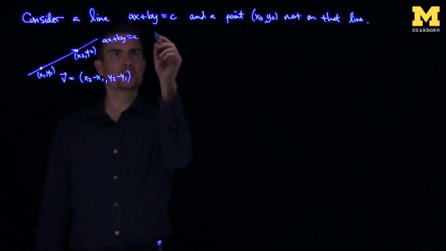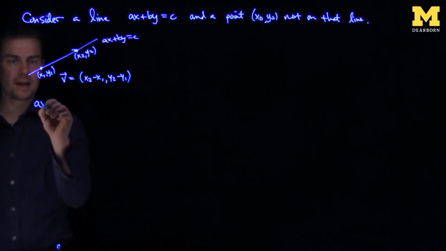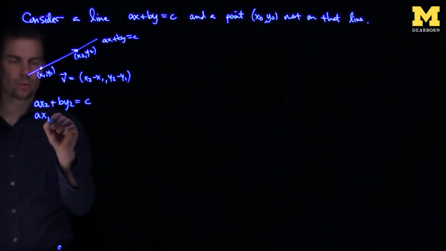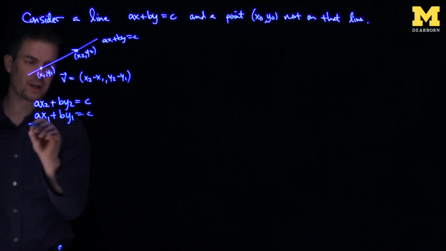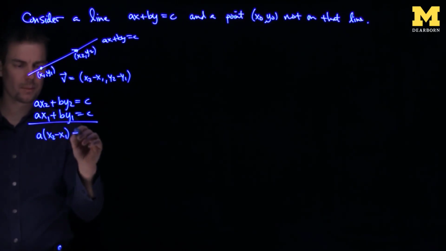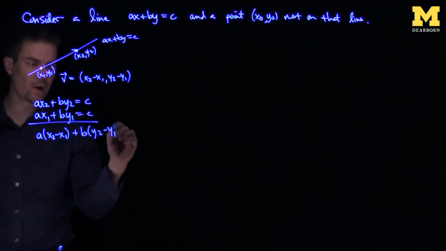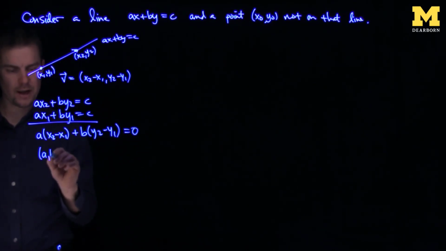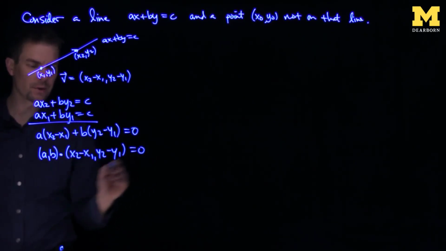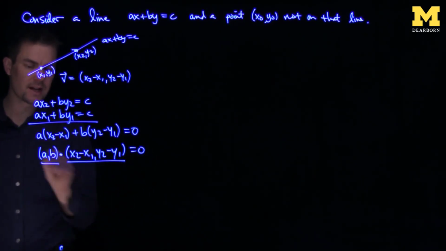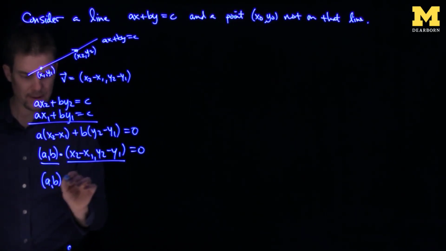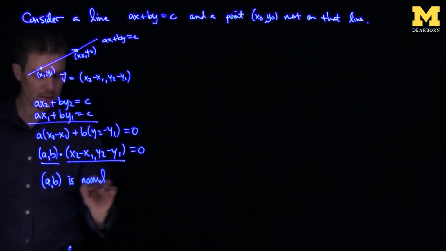And so now notice that also from this equation of a line we have that a x2 plus b y2 is equal to c, and a x1 plus b y1 is also equal to c. Subtracting these equations, I can conclude that a times x2 minus x1 plus b times y2 minus y1 is equal to 0, or the vector ab dot x2 minus x1, y2 minus y1 is equal to 0, which says that the direction of the line dot the vector AB is 0. So this vector AB is normal to the line.